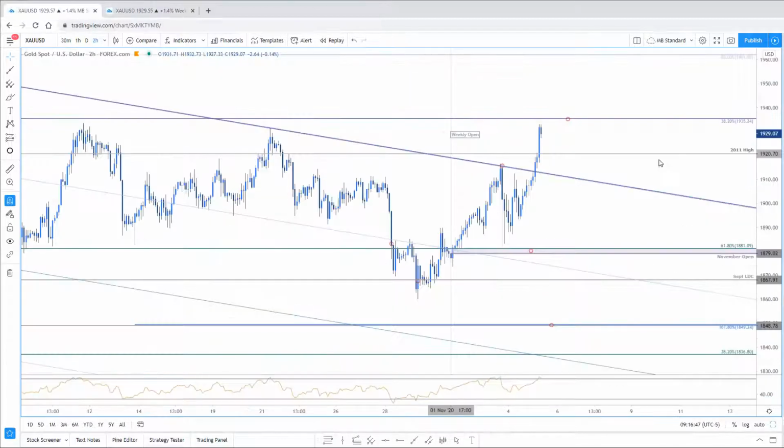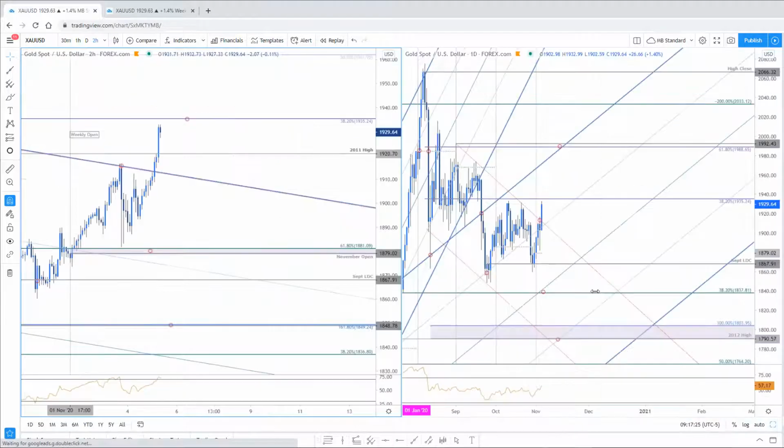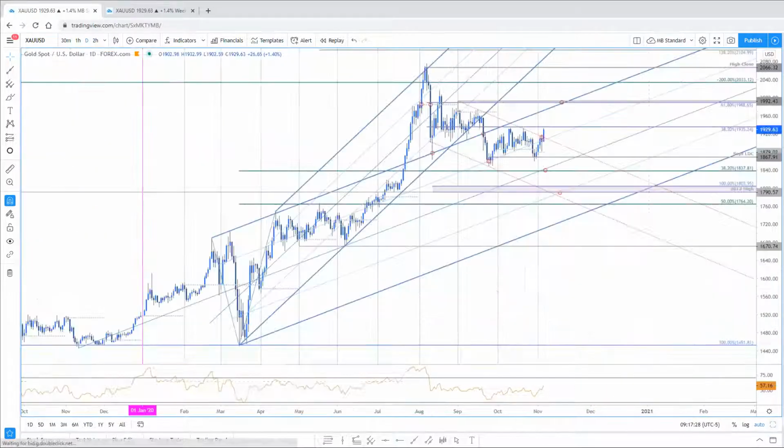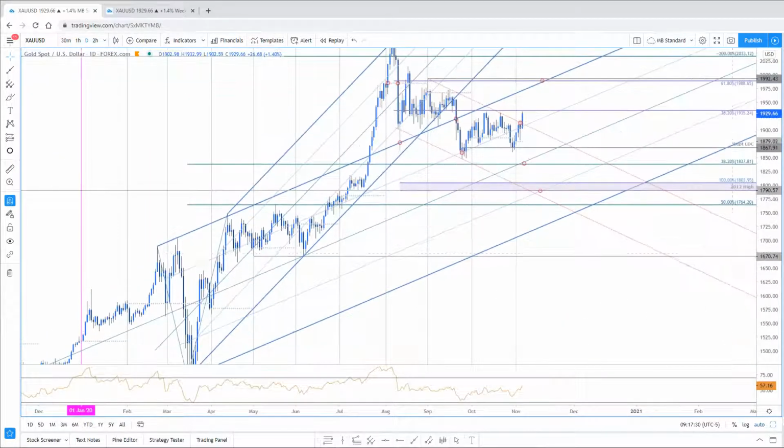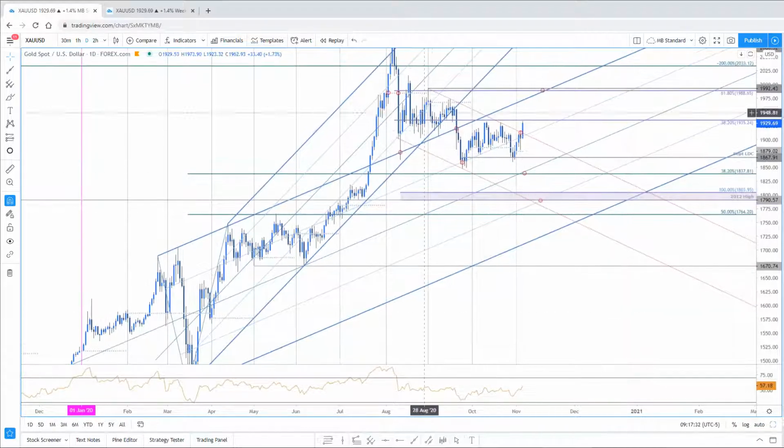Daily. Here is a possible channel resistance break. Channel or not, it is a resistance break on a trend line basis. You have one touch, you have a two touch. Here's the third, here's the fourth yesterday. This would be the breakout. A daily close today above this level keeps the focus higher.